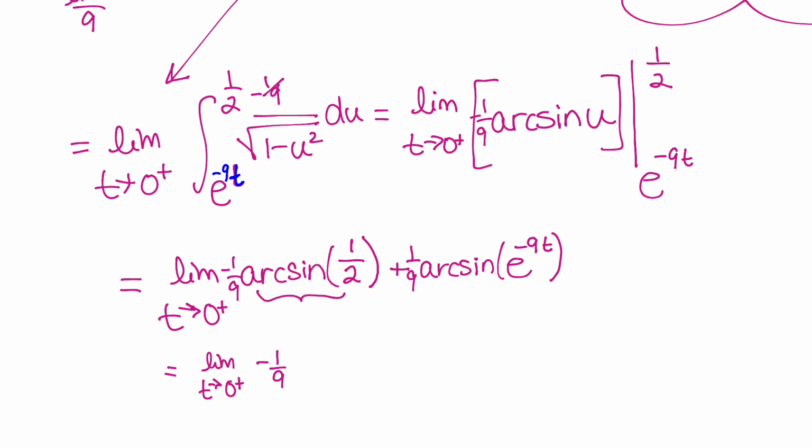Arc sine of 1/2 says, at what angle on our unit circle is sine equal to 1/2? Pi over 6, absolutely, 30 degrees. So that guy is pi over 6.